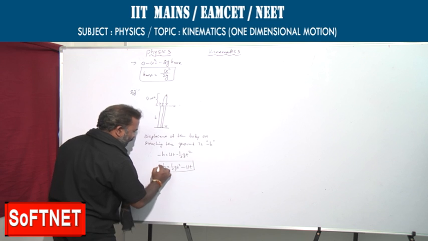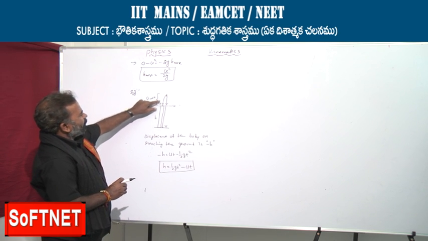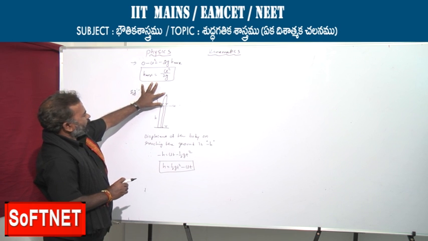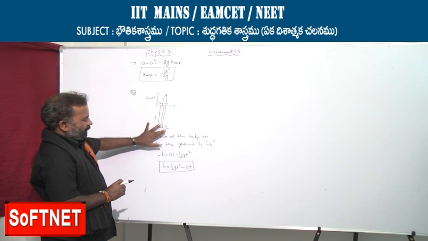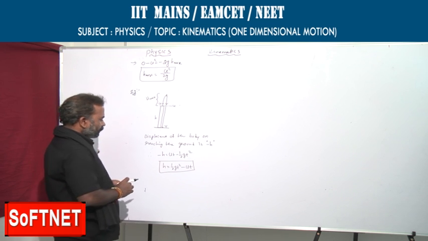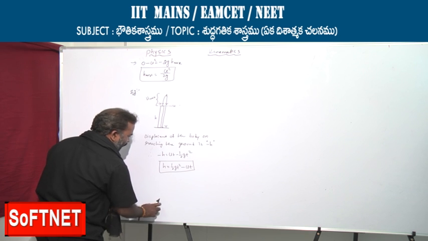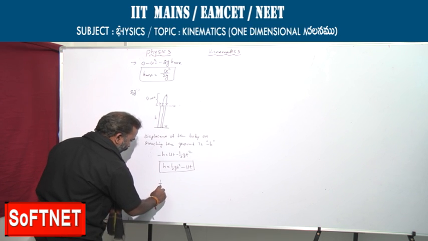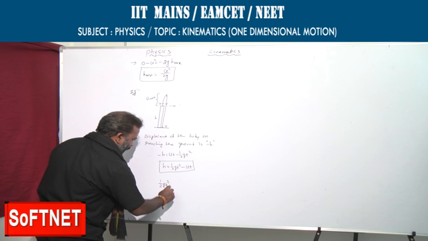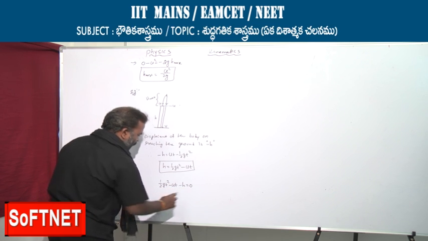This is the height of the tower, from where the body is projected vertically up, goes to the maximum height and reaches the ground in a time of t seconds. To calculate the time here, again we will apply the quadratic equation. So half gt square minus ut minus h is equal to 0.